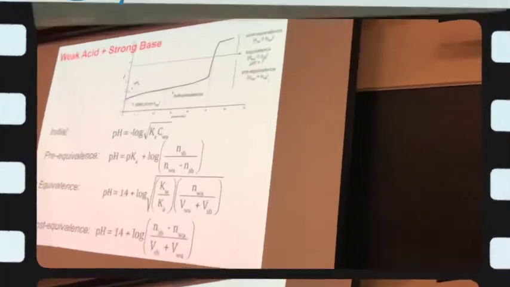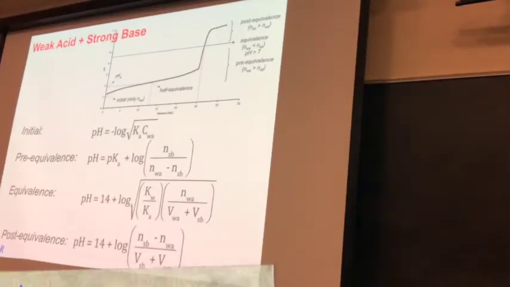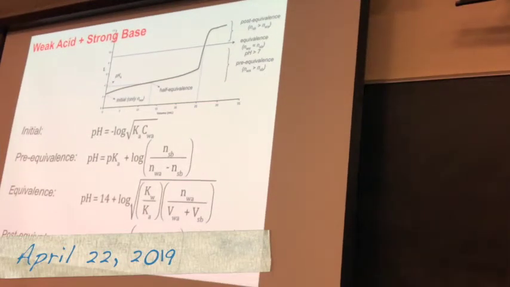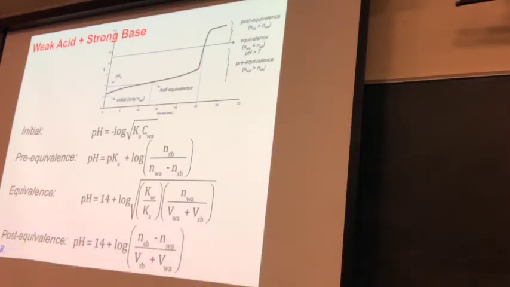We're going to continue on talking about types of titrations today. On Friday, we looked at the strong acid plus strong base titrations, and we briefly overviewed a strong base plus strong acid. And now today, we're going to look at the weak acid plus strong base, and then later on we'll talk about weak base plus strong acid. And the equations for here are separated by region.